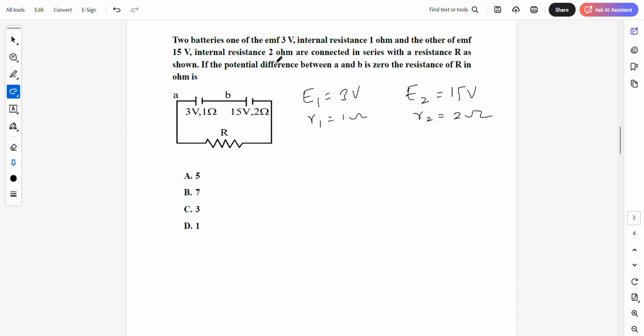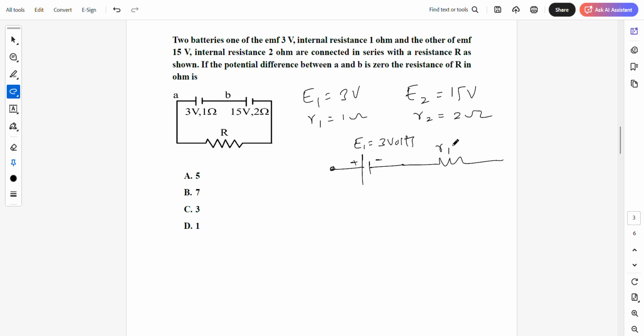and the other of EMF, and R2 that we have written here are connected in series with the resistance R assumed. If the potential difference between A and B is 0, what is R? What is connected between A and B? A battery of EMF, how many volts? I will call this 3 volts. 3 volts is connected. And what is connected?